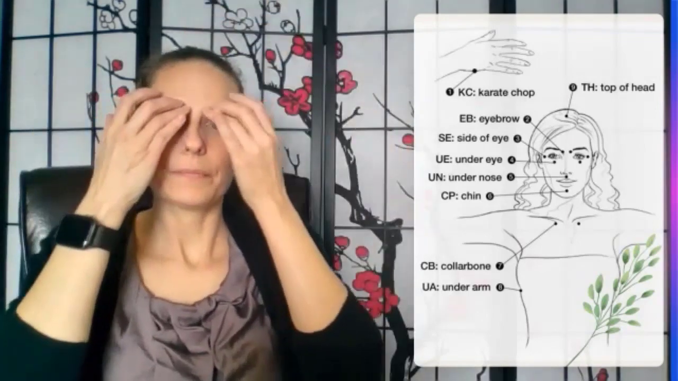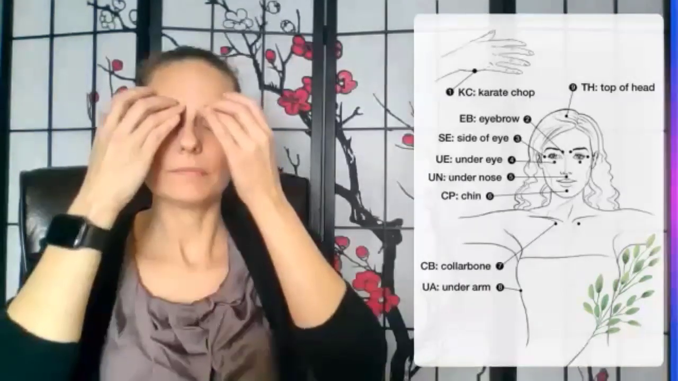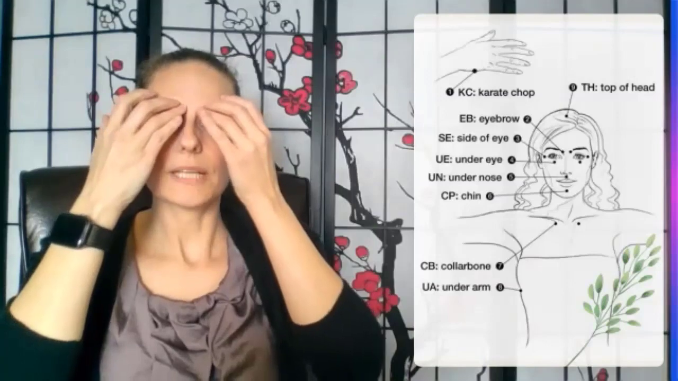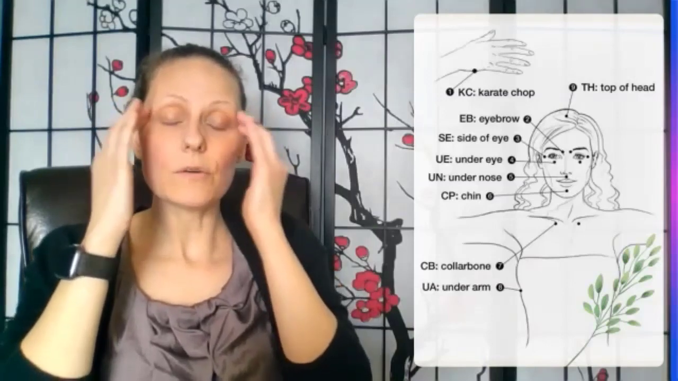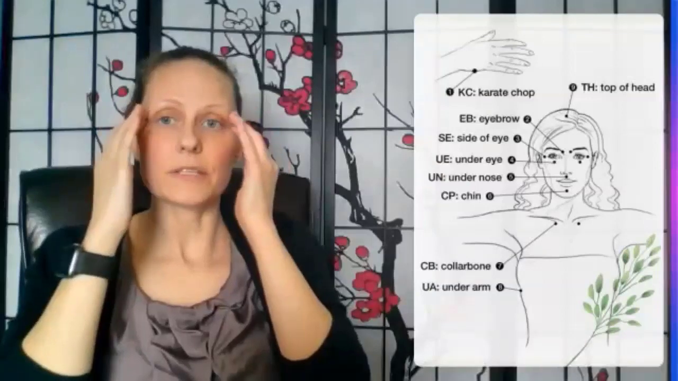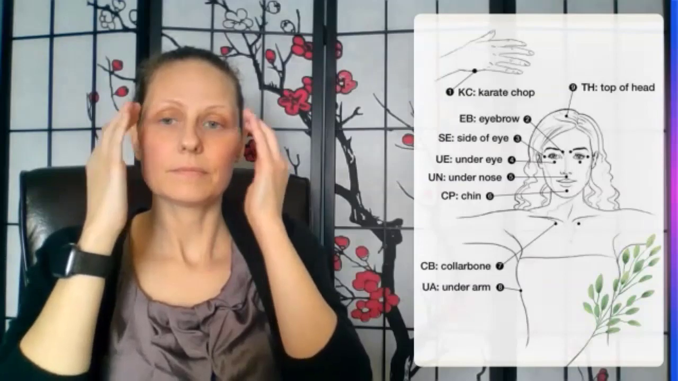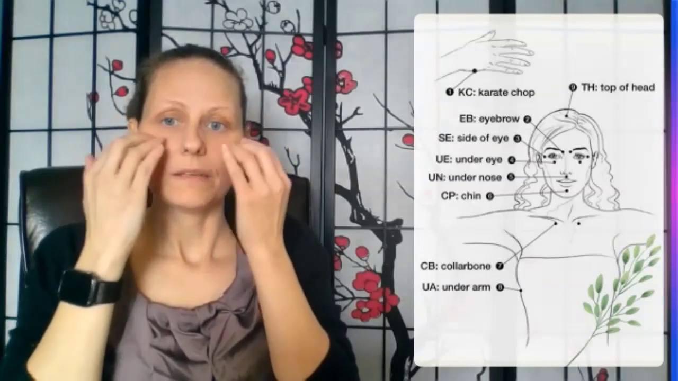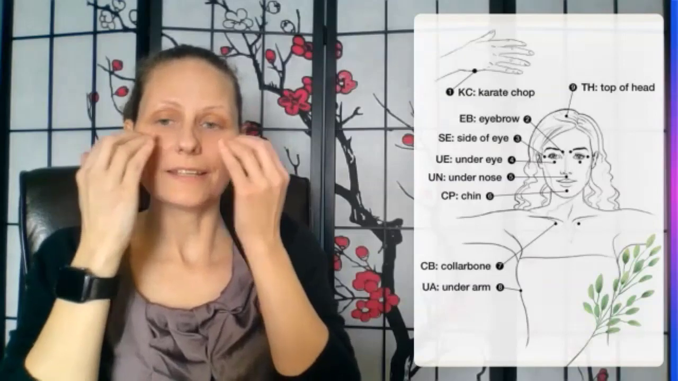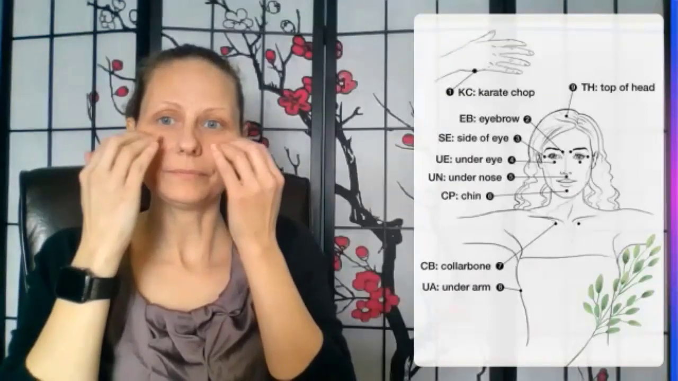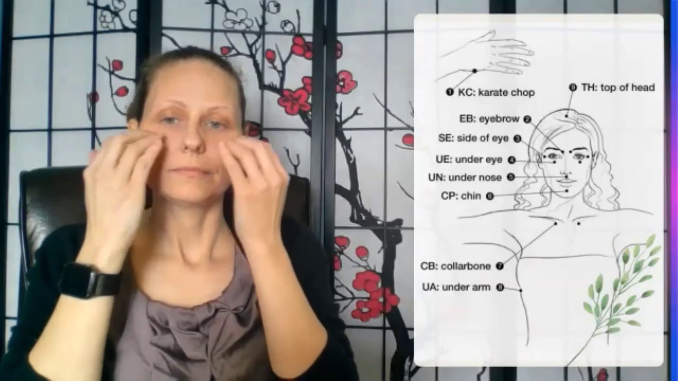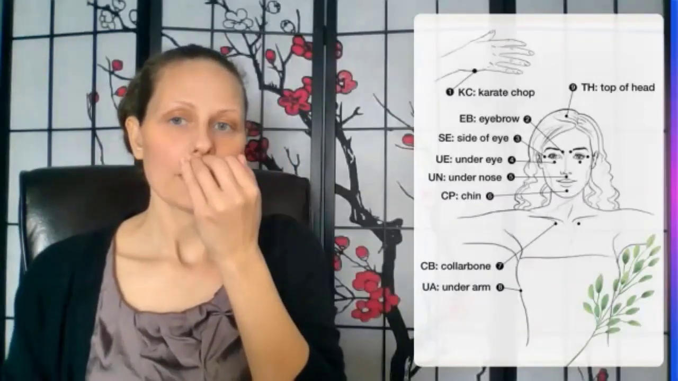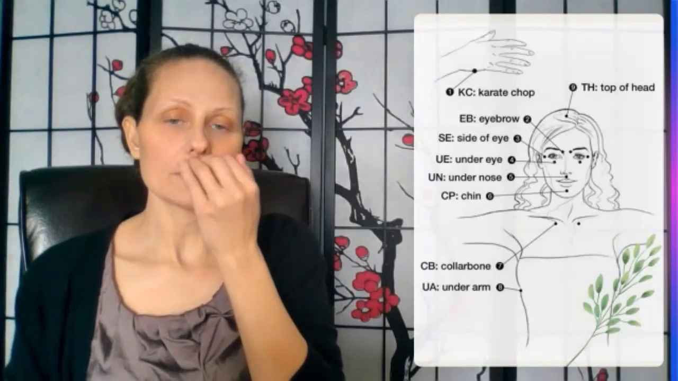Eyebrow. I know that things are going to keep coming up. Side of the eye. And I know that my brain is going to tell me that I need to be stressed about them. Under the eye. But I know that I can use this technique to help me calm down. Under the nose. And it's sending these calming messages to my brain.